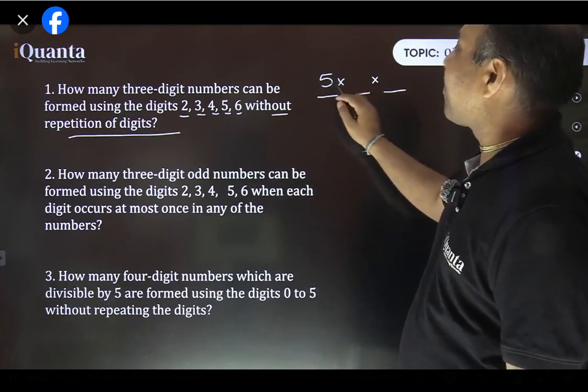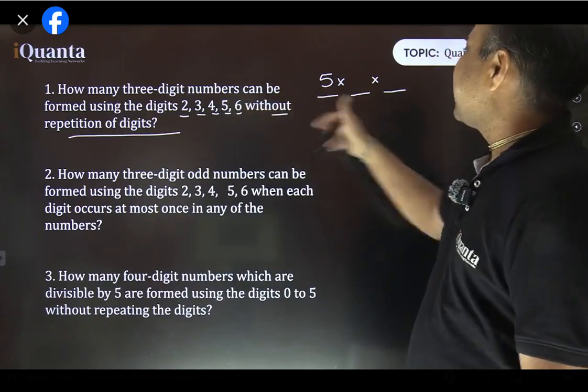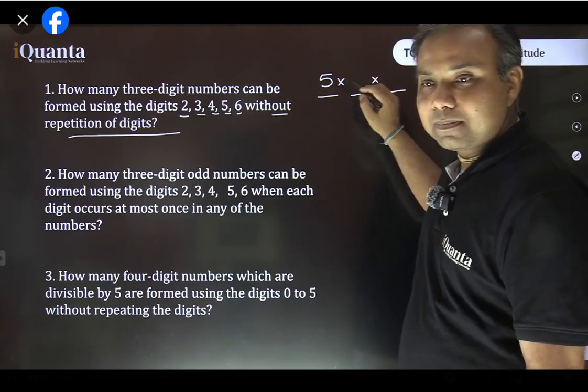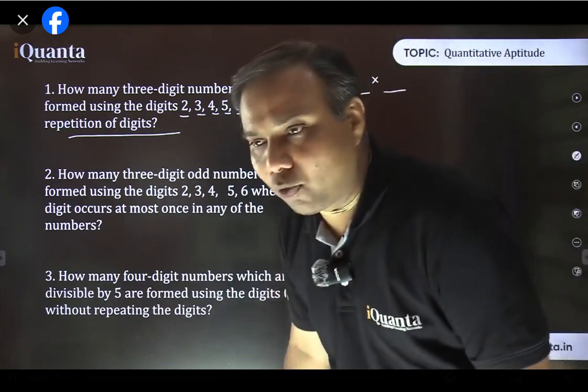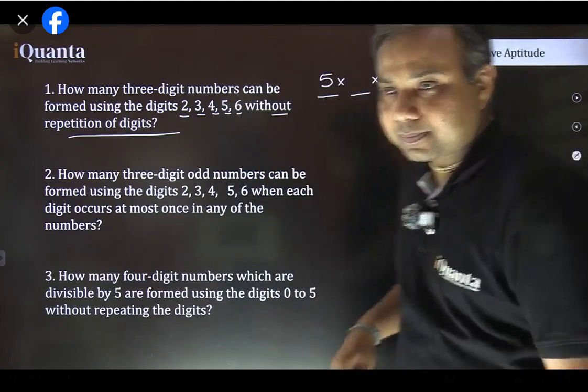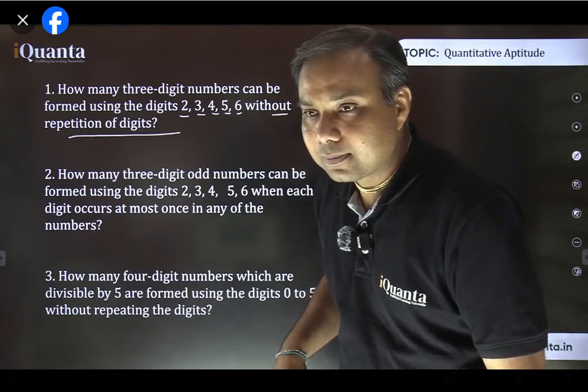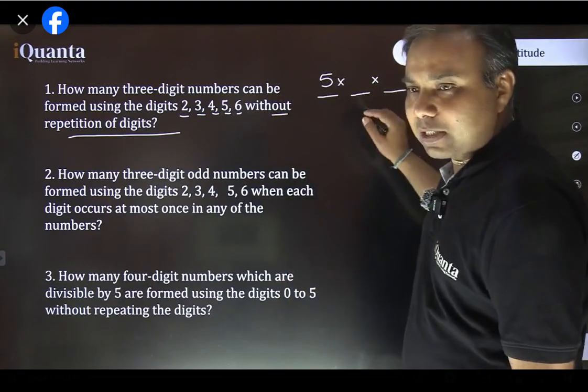So this first place can be filled in 5 ways. So it can be either 2 or 3 or 4 or 5 or 6. Now can you tell me the number of ways to fill the second place? Will it be again 5 or 4? Most of you are writing 4. Why can't it be 5? That's correct, Thagat. Yes, it is 4.